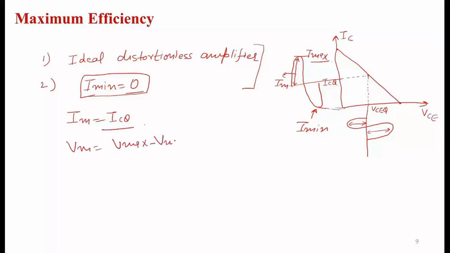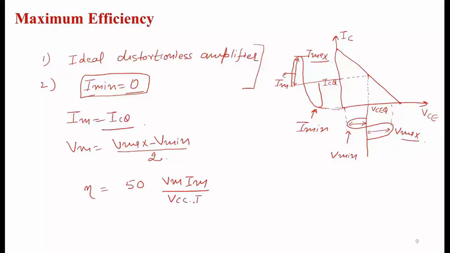minus V minimum. Here we have the V minimum, and this point is the V maximum. So Vm is equal to (V maximum minus V minimum) by 2. So if we put into the general expression which we found earlier, that is equal to 50 Vm Im into VCC into ICQ.